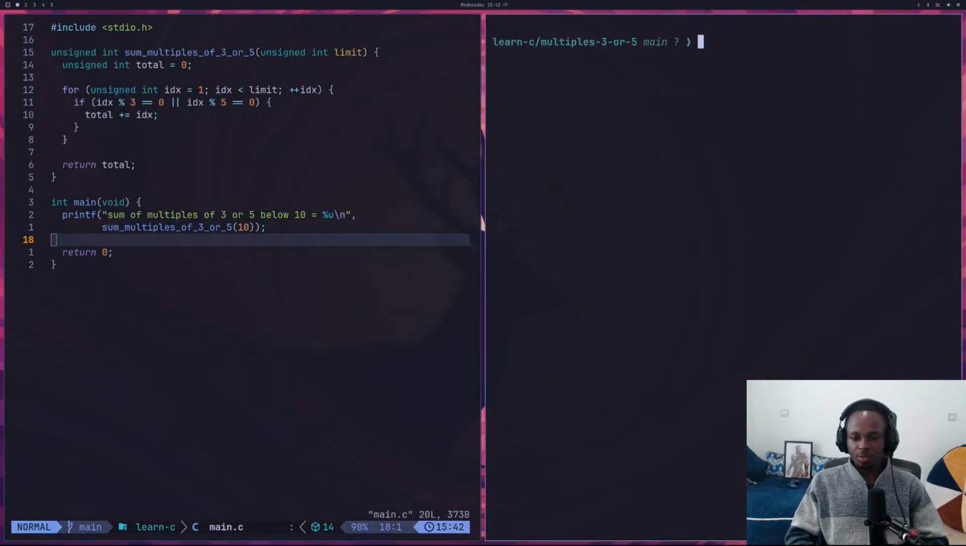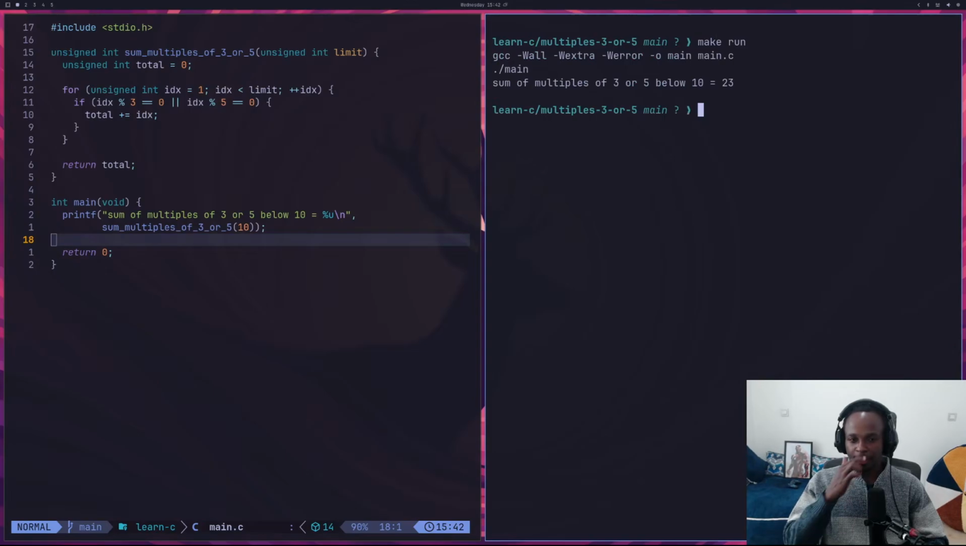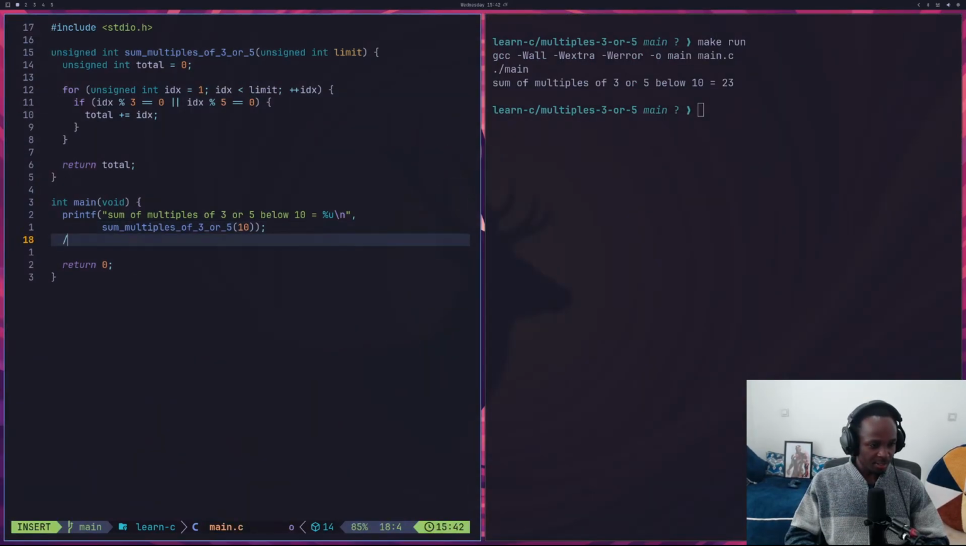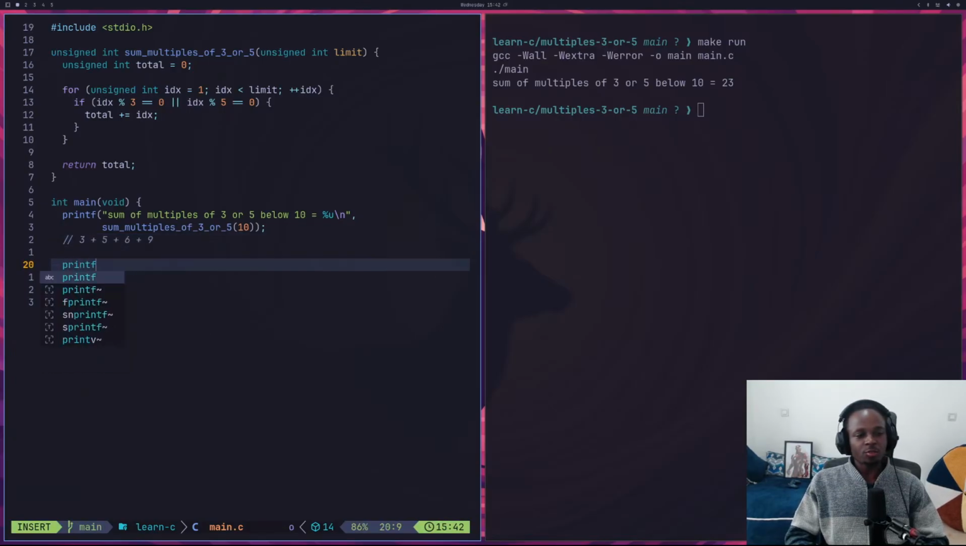Okay, there we go. So let's compile and run this. This is giving us 23. So let's see, we have 3, so we're talking about 3 plus 5 plus 6 plus 9, right? If you take 9 plus 6, that's 15, and then 15 plus 5, that's 20, and then 20 plus 3, yeah, that's 23. So let's try for 20.